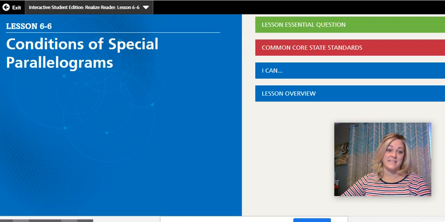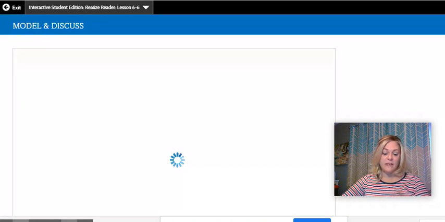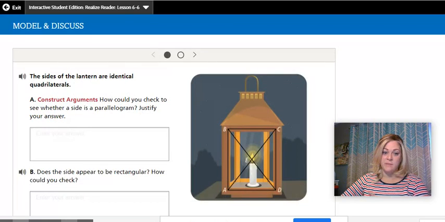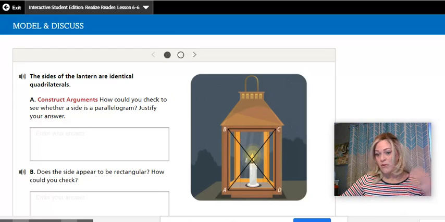Lesson 6.6, Conditions of Special Parallelograms. This is a very unique lesson because it takes everything we've been learning about parallelograms, all of topic 6, and uses the converse of those rules, or reverses them. So instead of saying, if it's a rhombus, then it has these properties, it's going to give us properties and we have to determine whether it's a rhombus or a square or a rectangle.